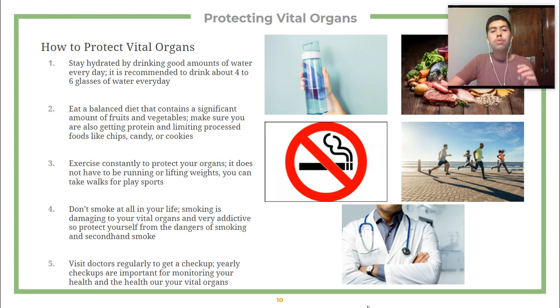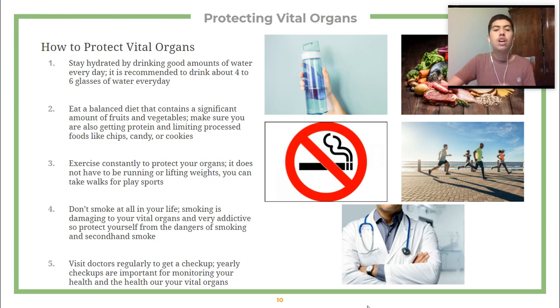And then number 2 would be to eat a balanced diet that contains a significant amount of fruits and vegetables. Make sure you're also getting protein and limiting the amount of processed foods like chips, candy, or cookies. Processed foods include a lot of junk food that is not good for you, and a lot of things that aren't good for your body, whereas fruits and vegetables are healthy, and if you eat them in good quantities, you should be able to have a very balanced diet and stay very healthy.